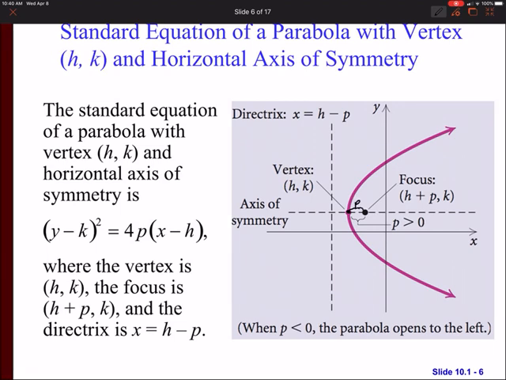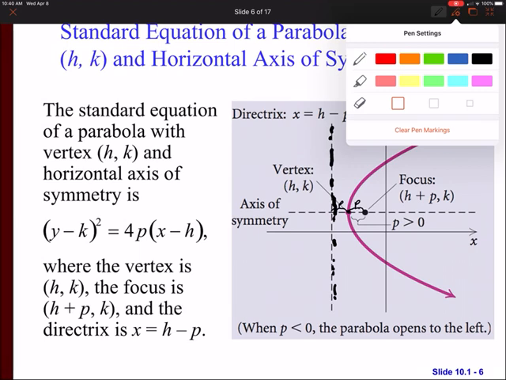So here's that value of p. And of course, that's the distance traveled to the focus and to the directrix. If p is positive, we go right. If p is negative, we go left. The parabola would open left if we had a negative value. But again, we go the same distance to the focus as we do to the directrix. And you see the directrix is a vertical line here. This is our directrix.